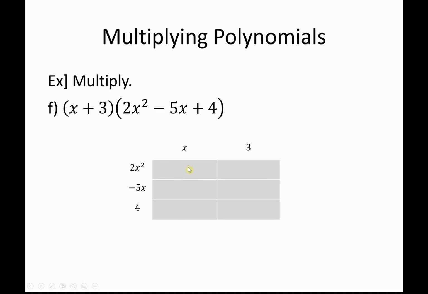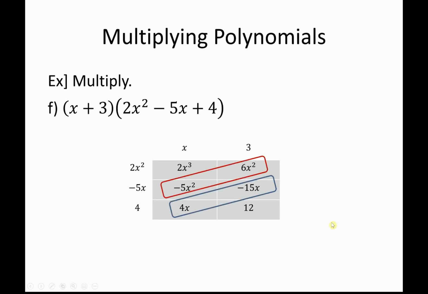So this very first box is gonna be what? 2x squared times x, otherwise known as 2x cubed, and so on and so forth. So everything gets filled out accordingly. And again, notice on these 2 diagonals, there are like terms. Combine them as you go and write down your final answer. All done there, okay? And that's it.